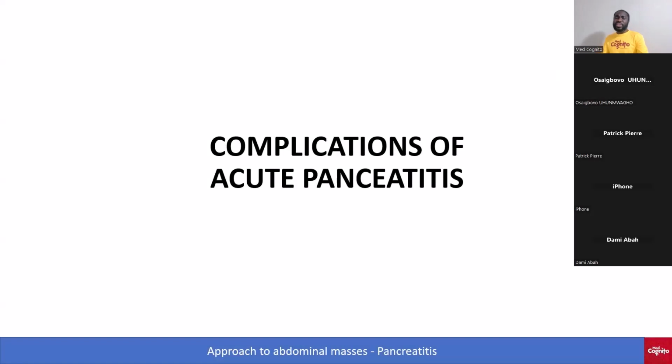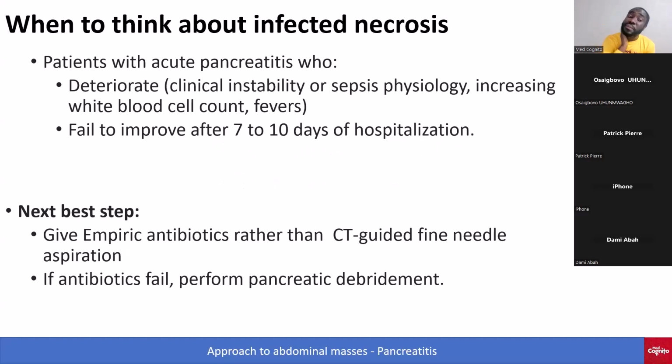What are the complications of acute pancreatitis? Number one, it can lead to necrosis. And with necrosis, what are the things that will cause you to start thinking that this patient may have necrosis?